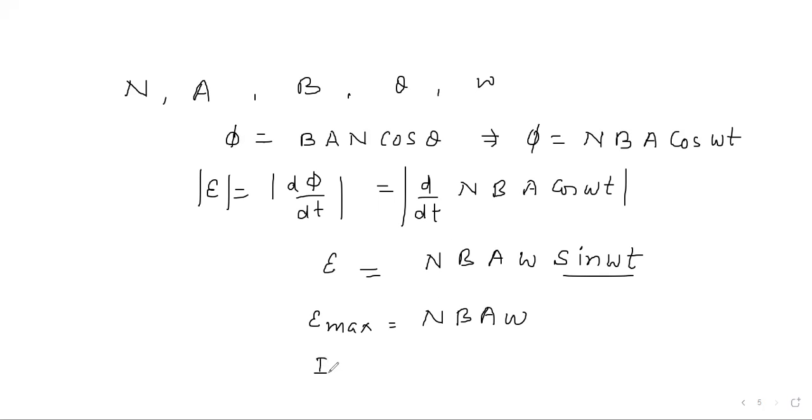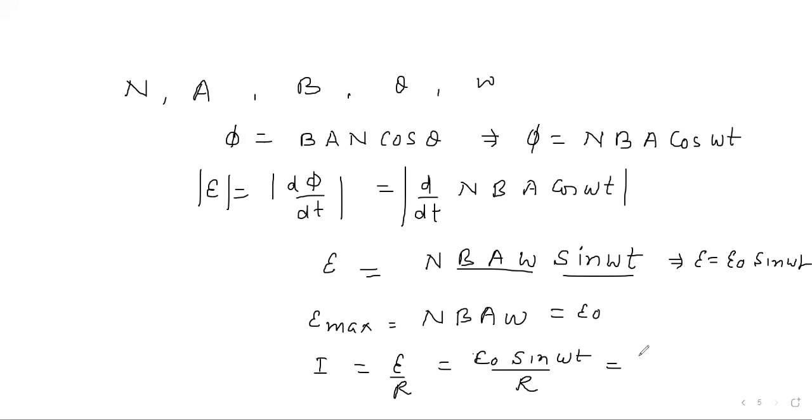And suppose we want to find out I. So I will be E upon R. So this expression can be written as E equal to E0 sin omega t, where E0 is this much, N B A omega. So I will be E0 sin omega t divided by R, which is equal to I0 sin omega t. And the maximum current will be I0. Thank you for watching.